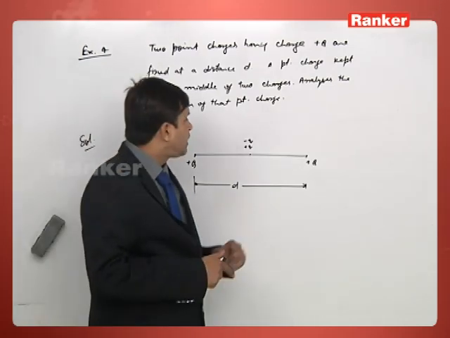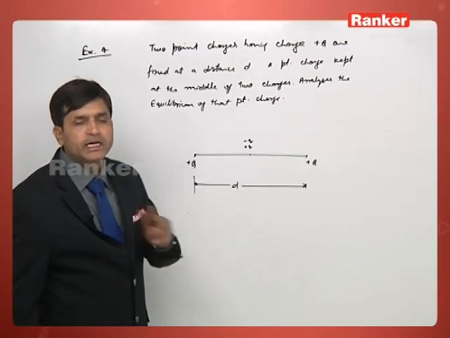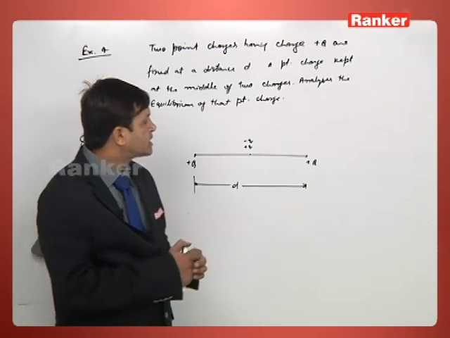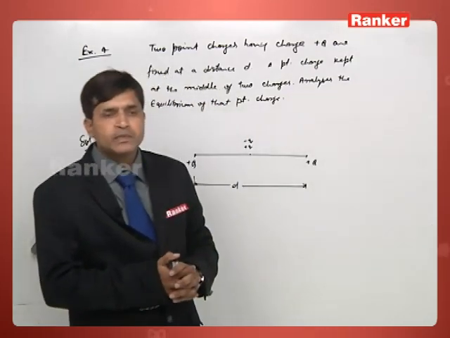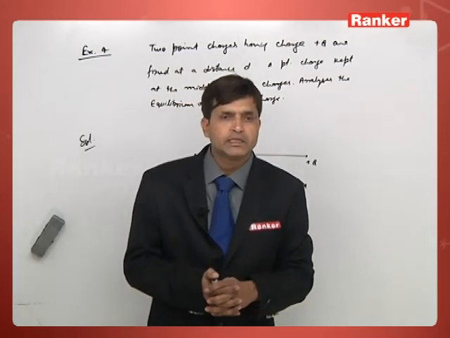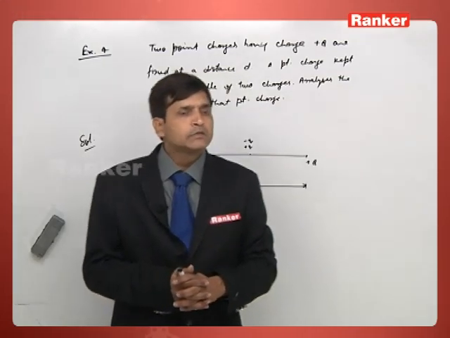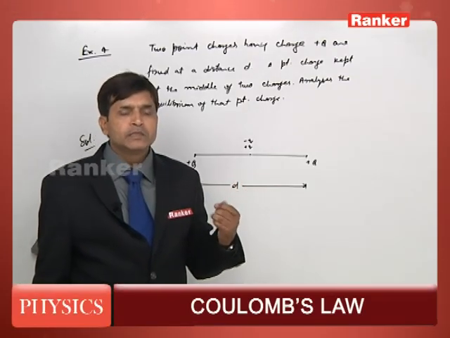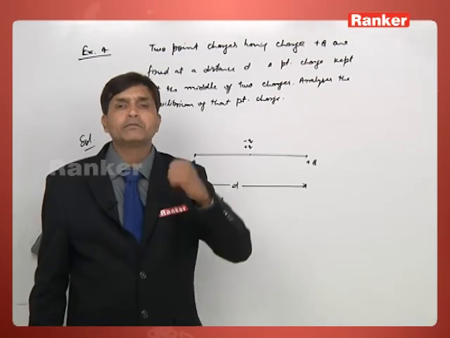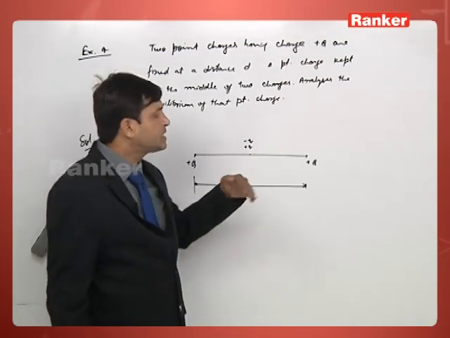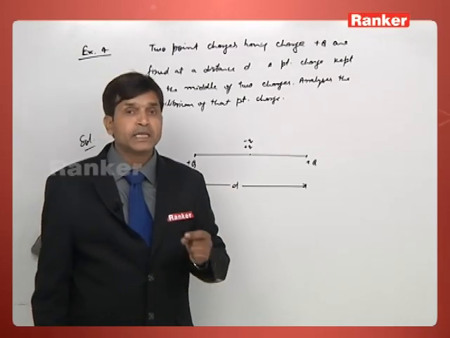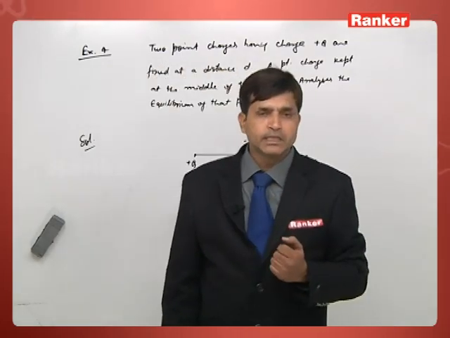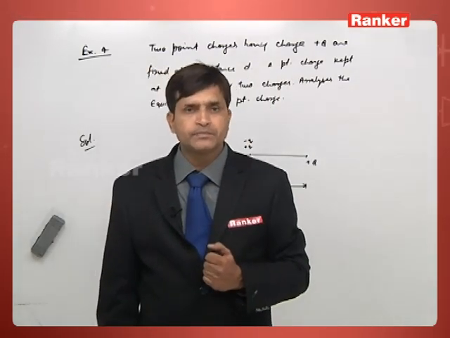Although both charges are in equilibrium, there are mainly three types of equilibrium. One is stable equilibrium, another is unstable equilibrium, and the third is neutral equilibrium. We would like to see, if the charges are in equilibrium, which type of equilibrium that charge is in: stable, unstable or neutral. First, what is the meaning of stable, unstable and neutral equilibrium?